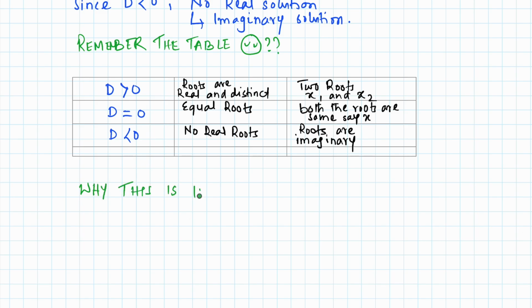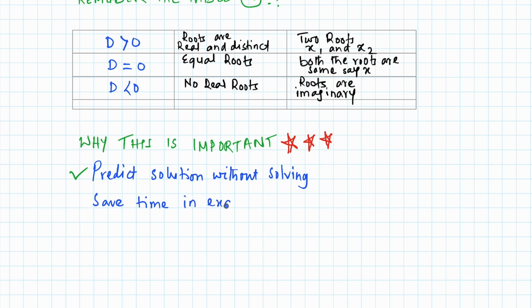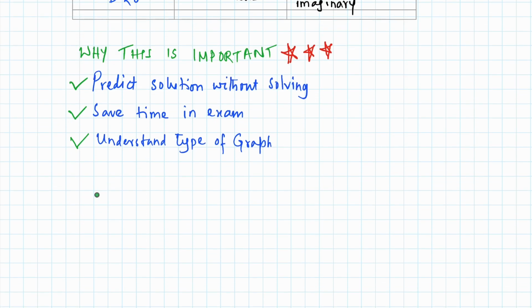Now, why is this important? Why do we have to find this discriminant? This is very important so that we can predict the solution without actually solving the problem. It will definitely save time in the exam. Otherwise, we have to calculate step by step, get the factors, make it 0 and then find the roots. Instead of that, we can directly use this and predict.